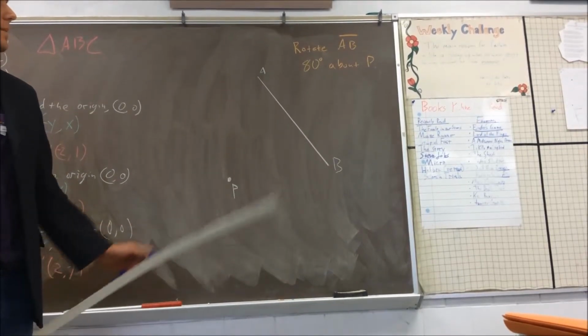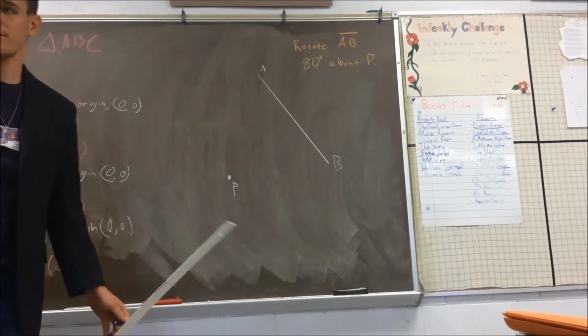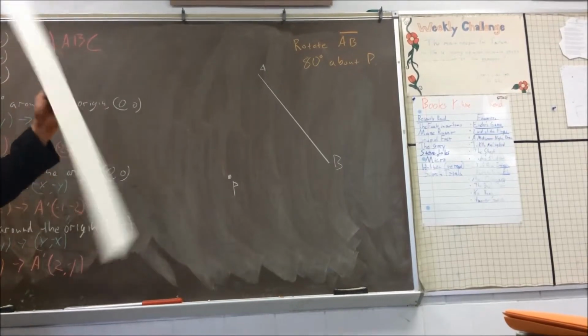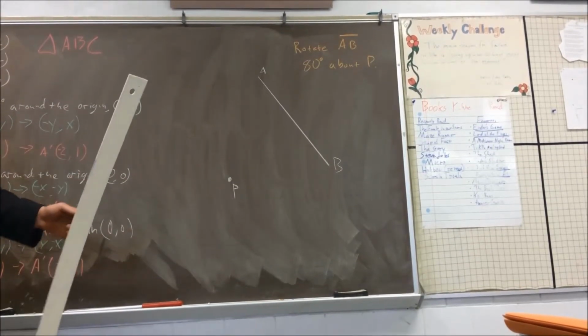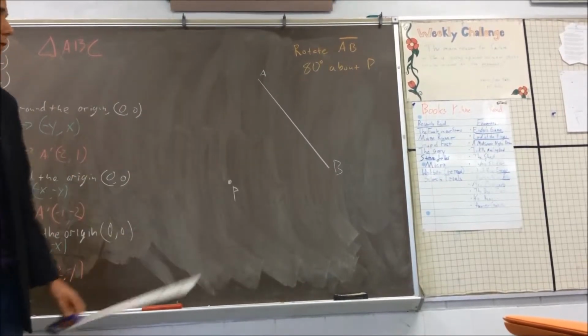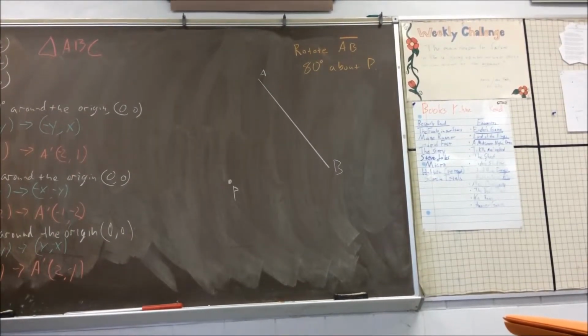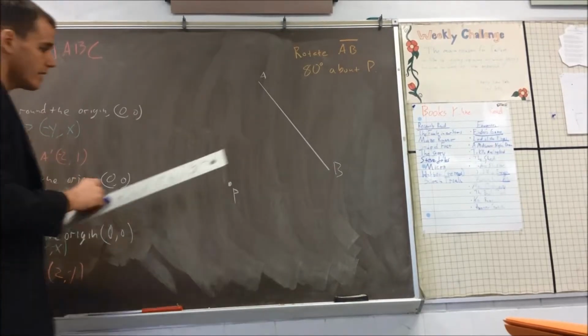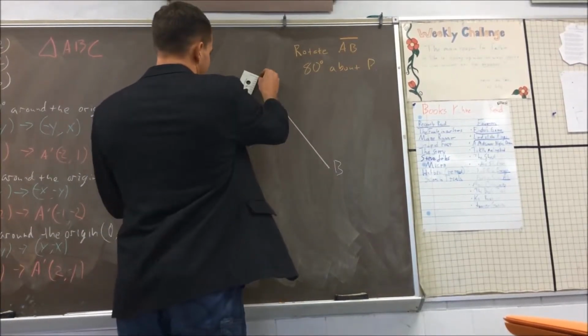So we're going to rotate segment AB 80 degrees about P. So which way do we go? Clockwise or counterclockwise? Always go counterclockwise unless they tell you differently. Okay. So first step is going to be this. Make a line from A to P.